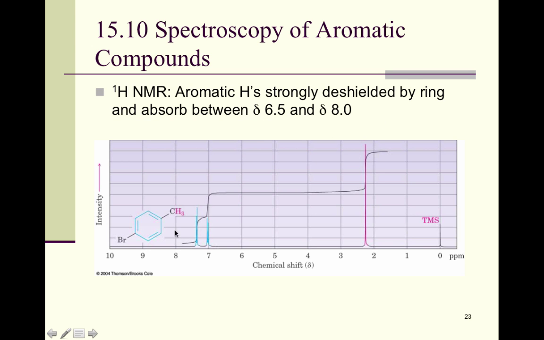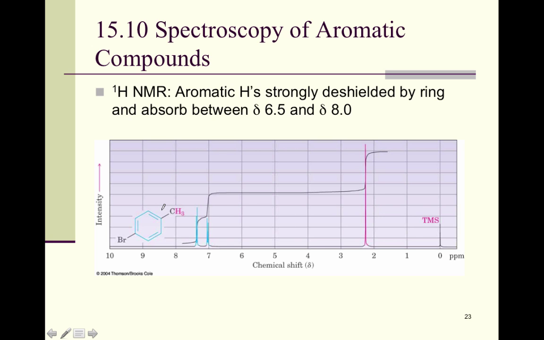Proton NMR, the hydrogens on a benzene ring are somewhere between 6.5 and 8. They're very far downfield. So this is the proton NMR for this compound here. We have 3 hydrogens on our alkyl group, and so those are going to be at about 2. Normally they're about 1 or less, but because it's on a benzene ring, it is pulled further downfield.